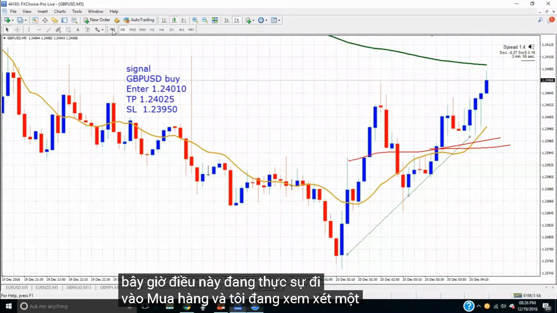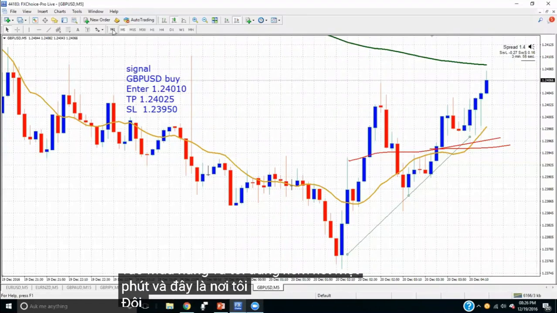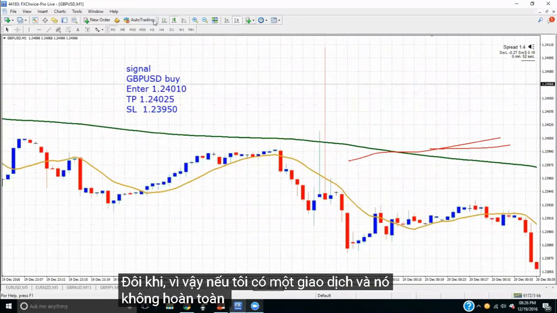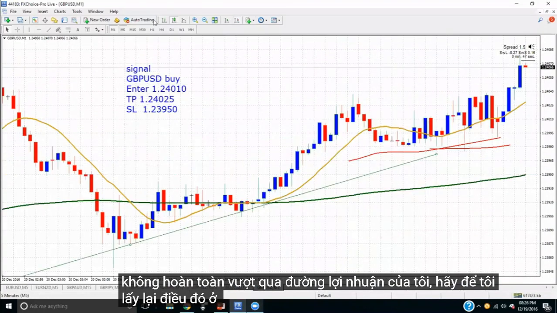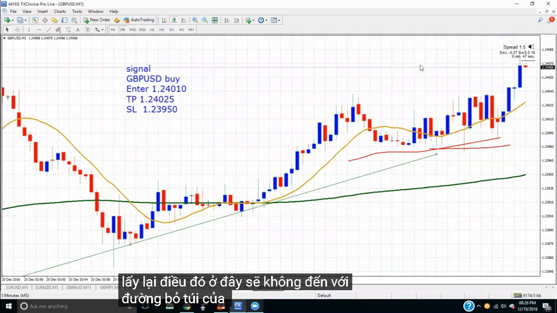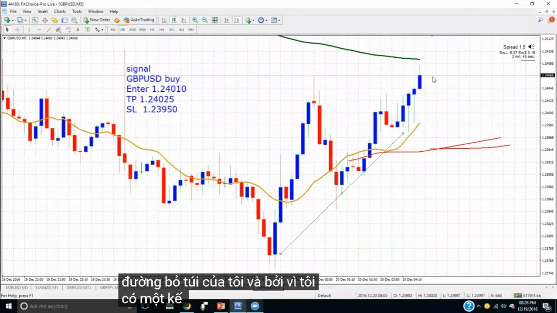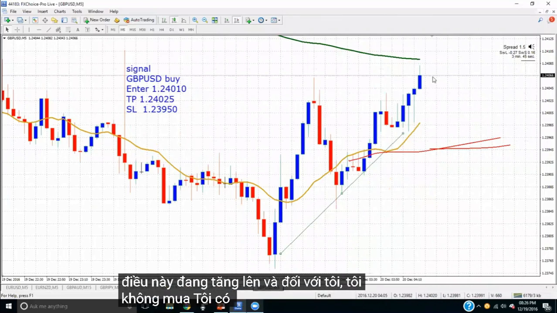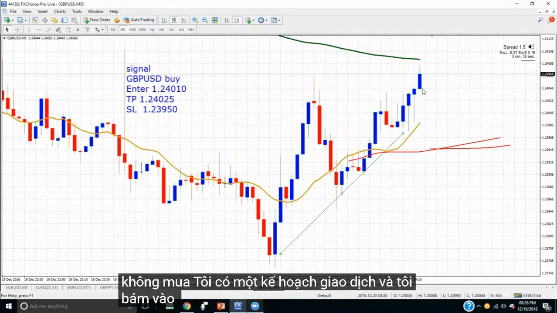And I'm gonna look at the 1 minute, and here's where I get in sometimes. So if I have a trade and it's not quite crossed my profit line, let me get that back over here, hasn't gotten to my profit line, and because I have a trading plan, I won't buy. I know this is going up, and for me, I don't buy. I have a trading plan and I stick to it.